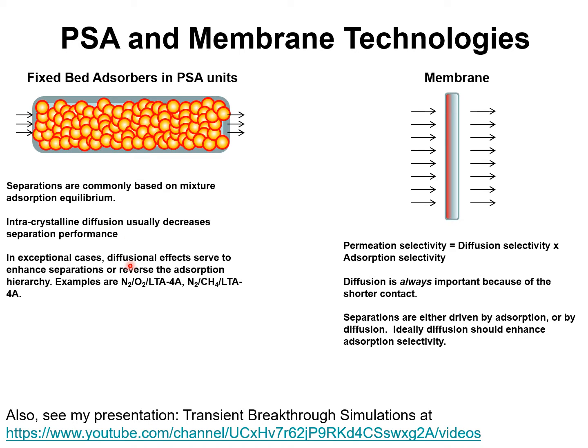In some cases, we can harness diffusional effects in order to reverse the hierarchy of adsorption strengths, and this is the example that is used for separating nitrogen from oxygen using LTA-4A zeolite, or purifying natural gas by rejecting nitrogen.